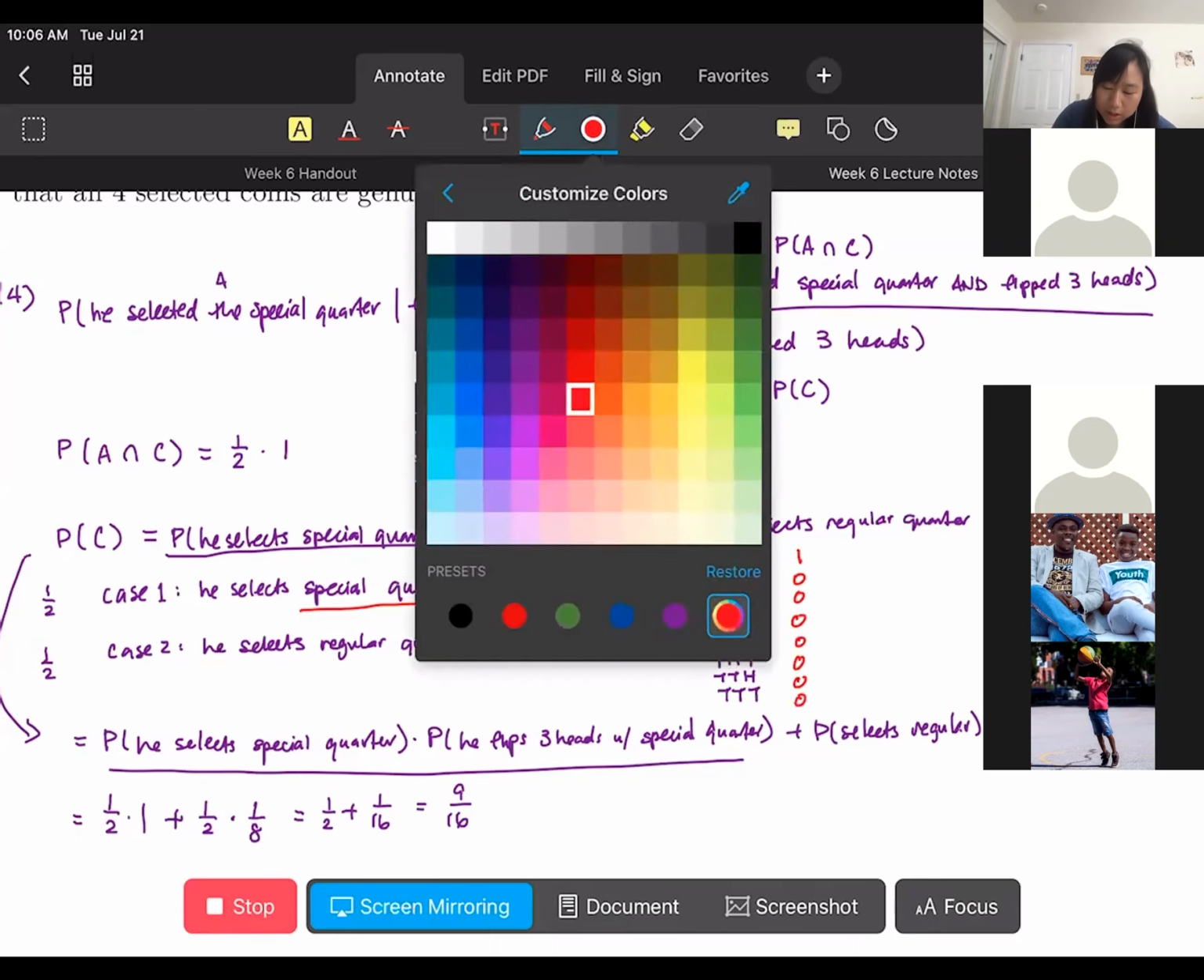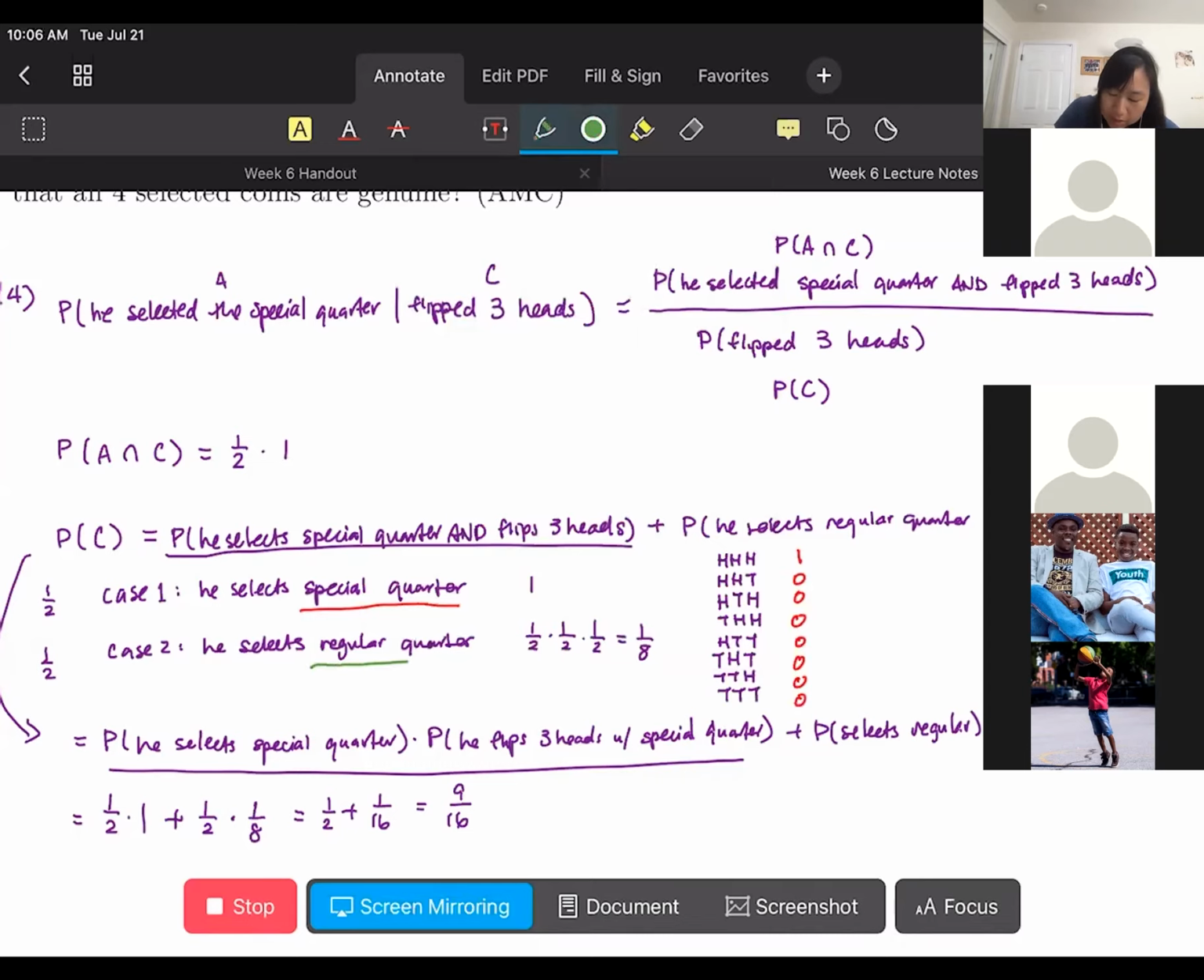In the other case, I'll use a different color like green. If I select the regular quarter, then the probability I get heads, heads, heads is 1/8. The probability that I get any of these other sequences is also 1/8. So the sum is also 1. Okay, thanks. Yeah, no problem.